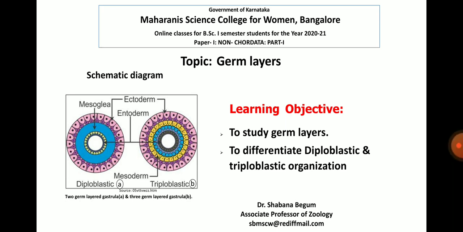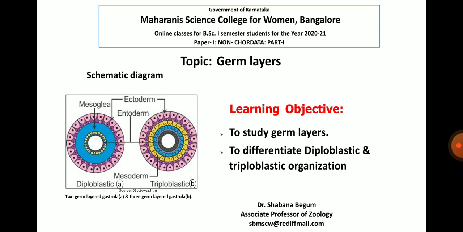Today I am going to discuss the topic germ layers and diploblastic and triploblastic conditions in animals, which is one of the subtopics under BSc first semester Unit 1, that is Animal Architecture.